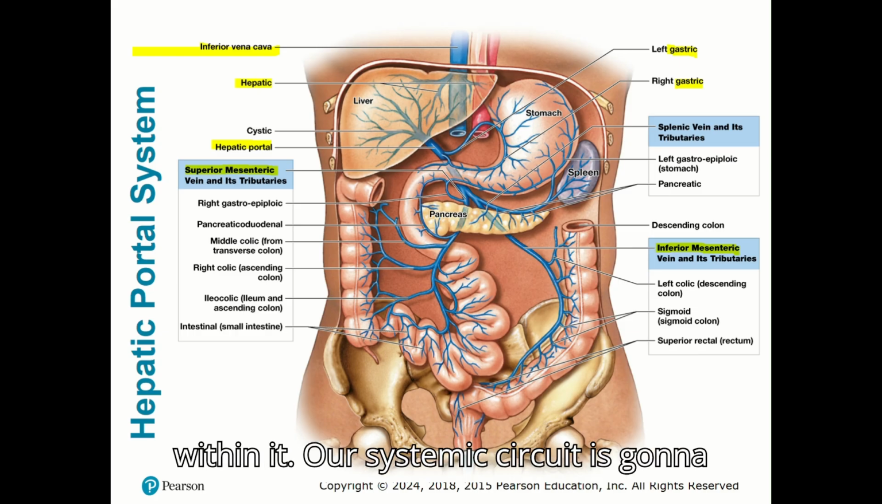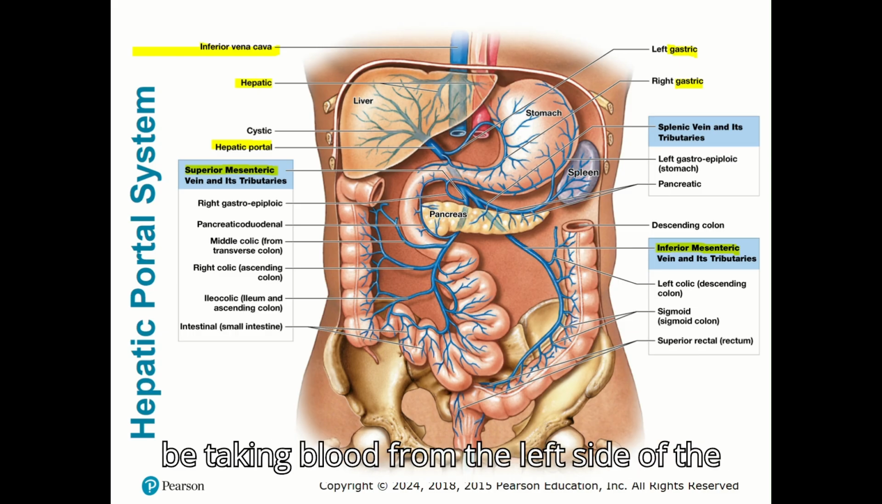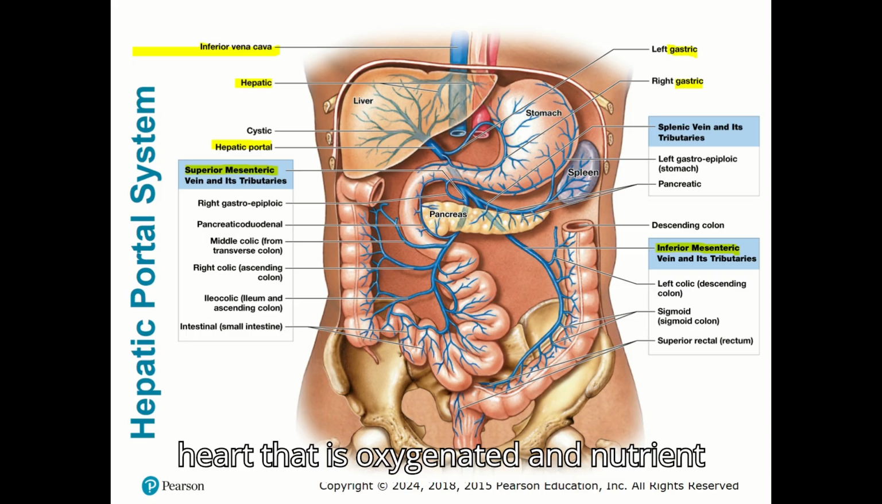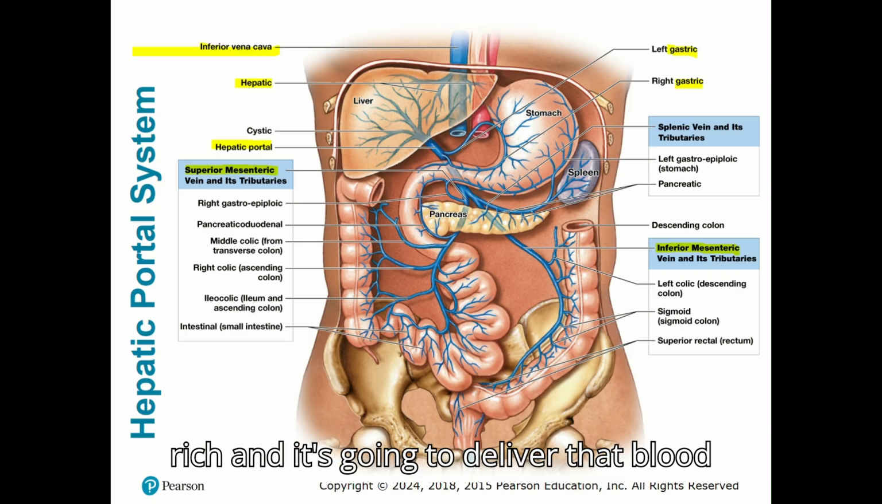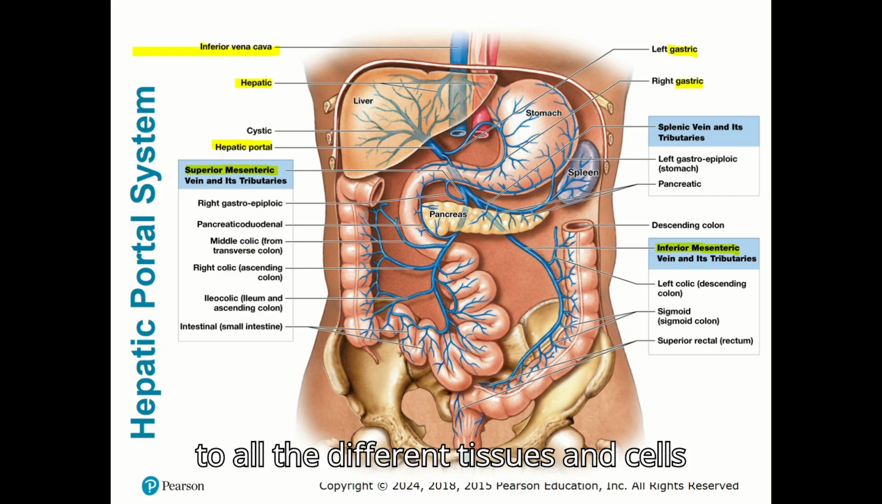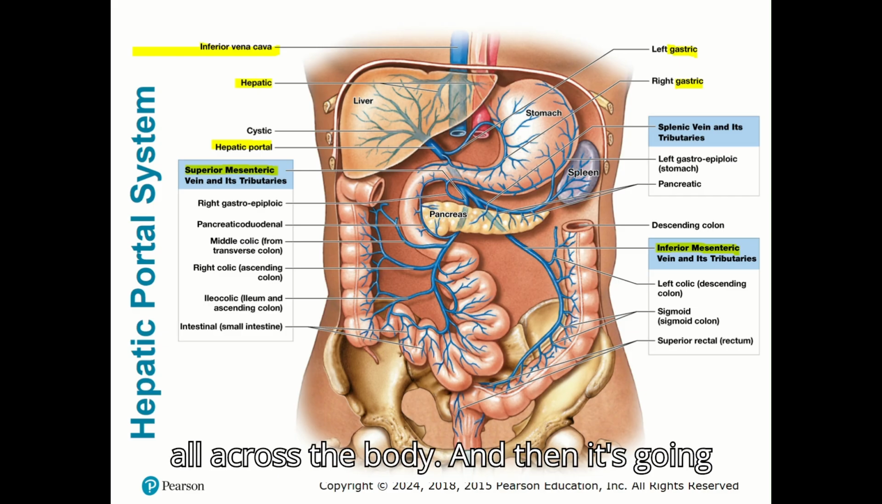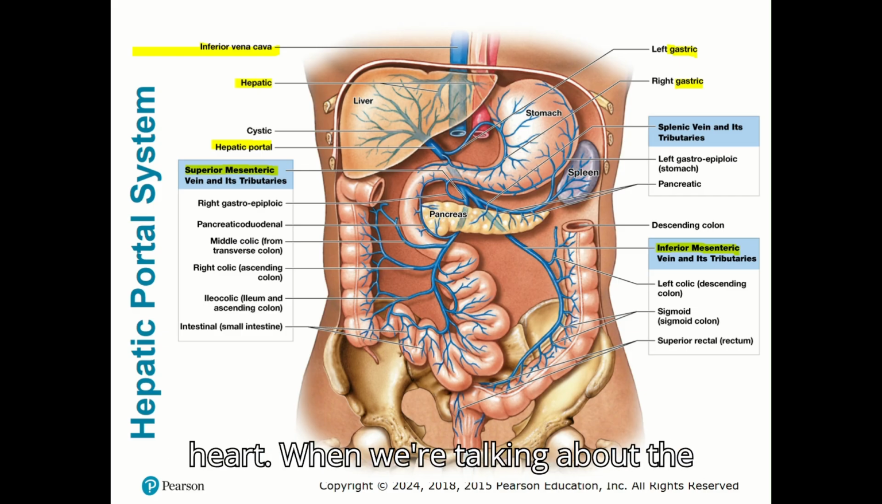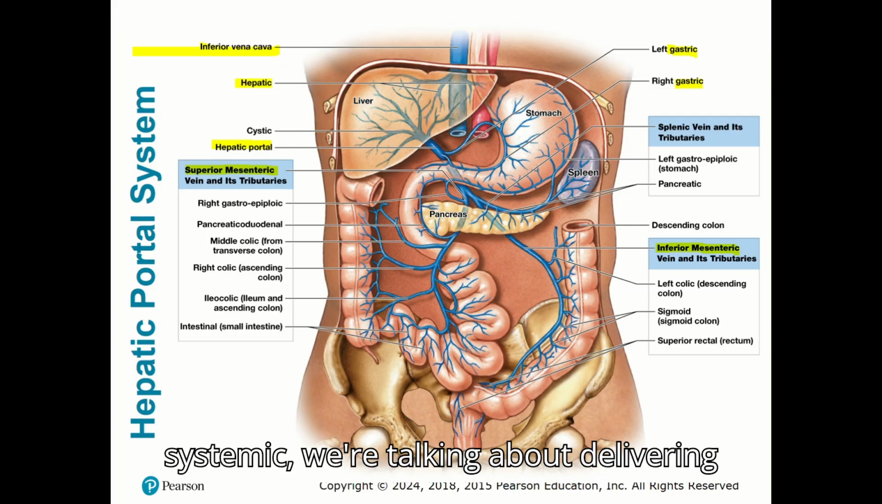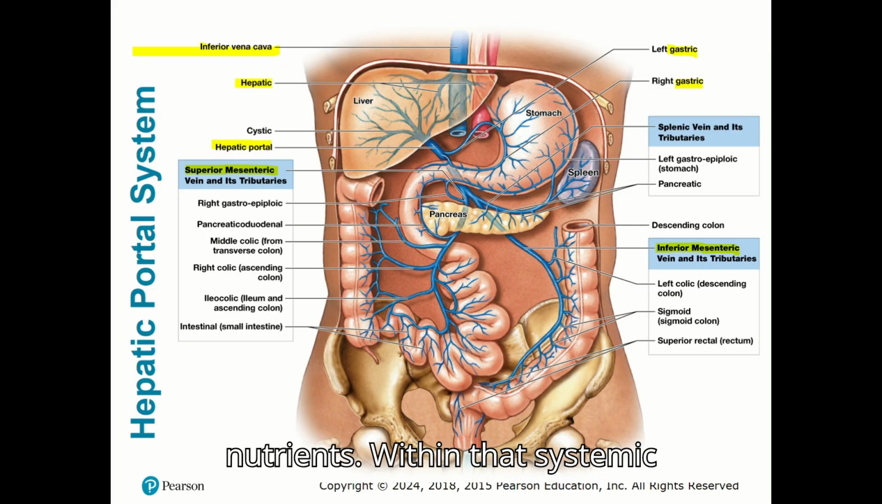Our systemic circuit is going to be taking blood from the left side of the heart that is oxygenated and nutrient-rich, and it's going to deliver that blood to all the different tissues and cells all across the body, and then it's going to bring it back to the right side of the heart. When we're talking about the systemic, we're talking about delivering nutrients.